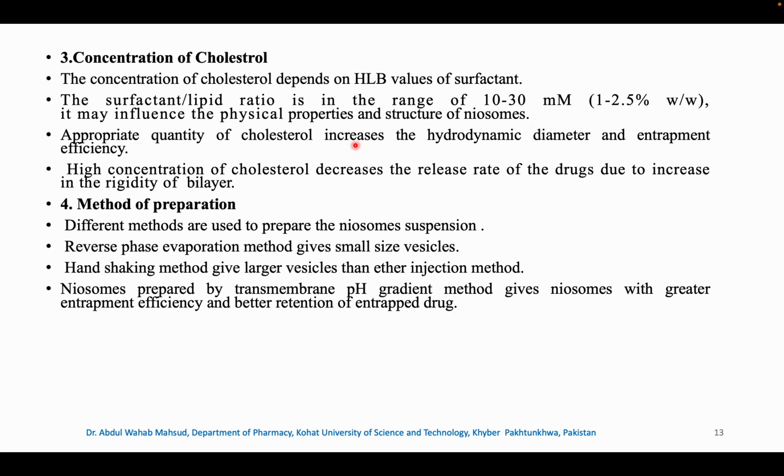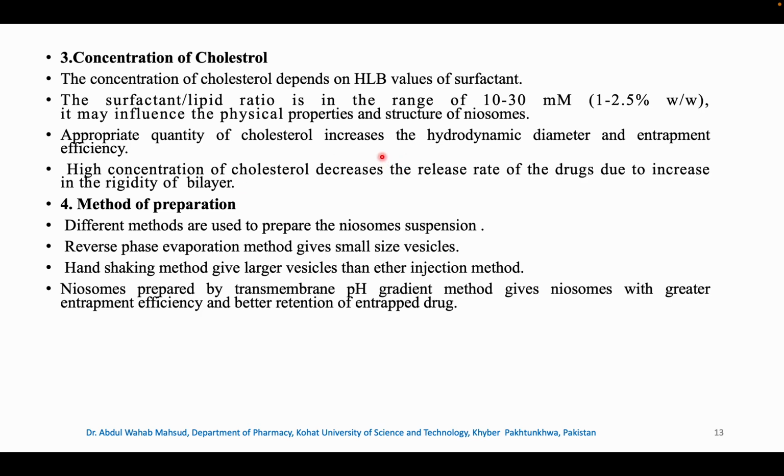Appropriate quantity of cholesterol increases the hydrodynamic diameter and entrapment efficiency. A high concentration of cholesterol decreases the release rate of the drugs due to increase in the rigidity of the bilayer.